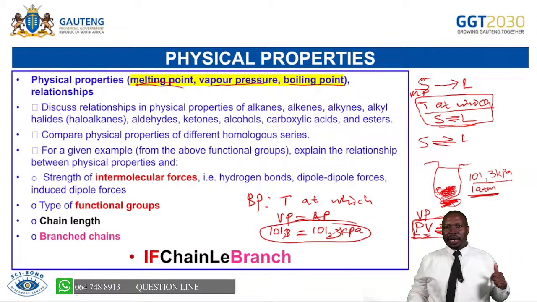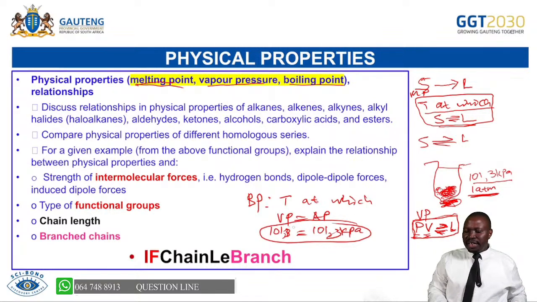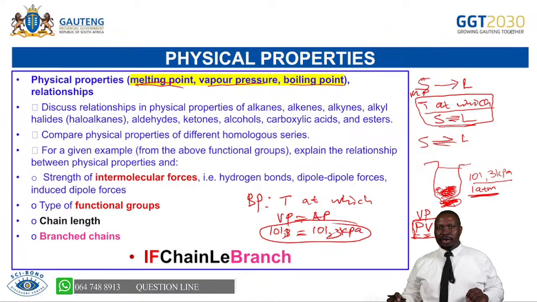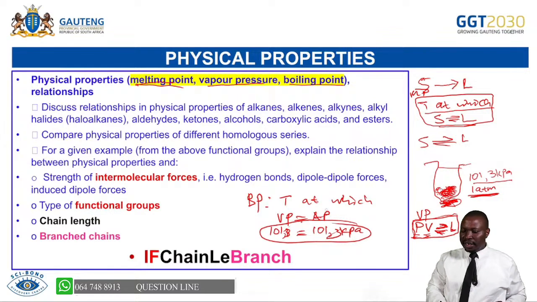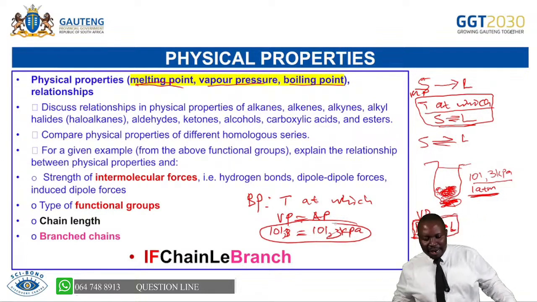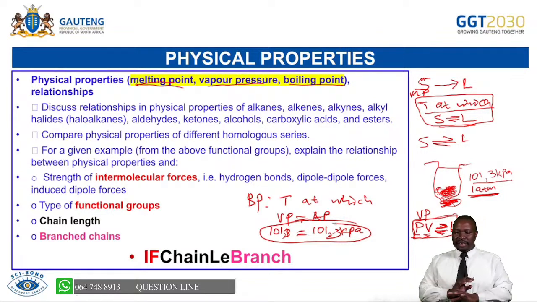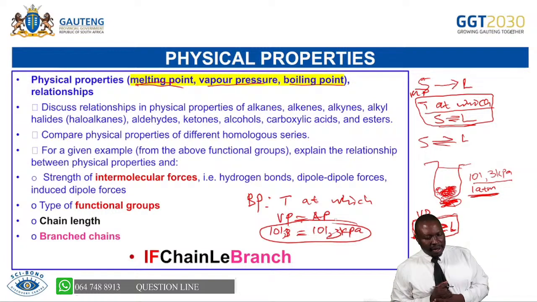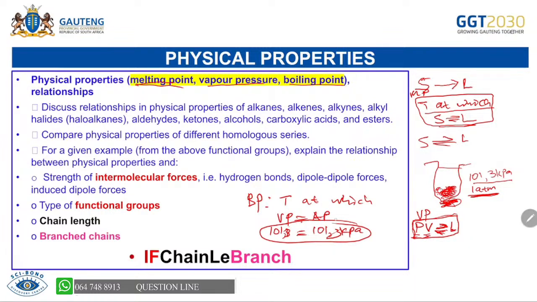So when you say boiling point, we're saying it's a temperature at which the vapor pressure is equal to the atmospheric pressure. We write everything in words, not in symbols. Not VP equals AP, just say vapor pressure is equal to atmospheric pressure. I hope you will understand these definitions and always remember them, and they will help you as we deal with this question.